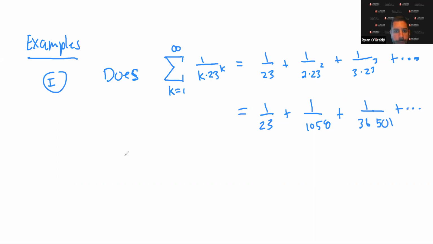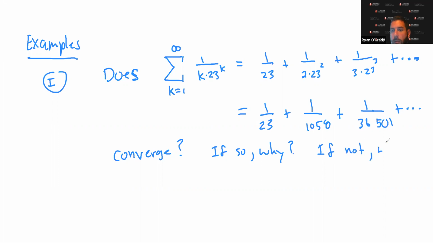Does this guy converge? And it's not just enough to say that it does or doesn't. I don't need to know that you can flip a coin in your head. You have a 50-50 chance of getting it right. If so, why? If not, why? So part of doing this is understanding why things are true or why things are not true.